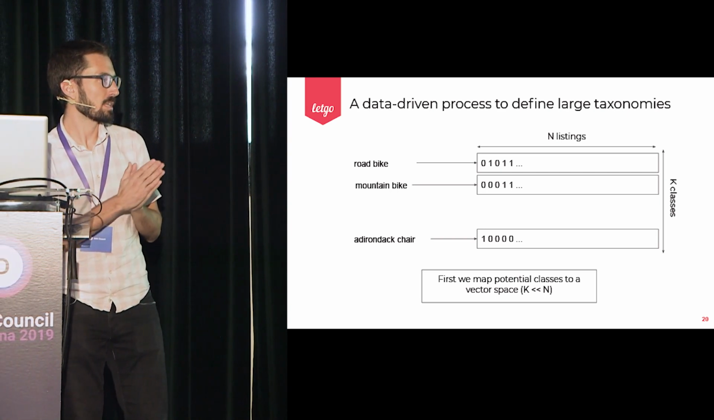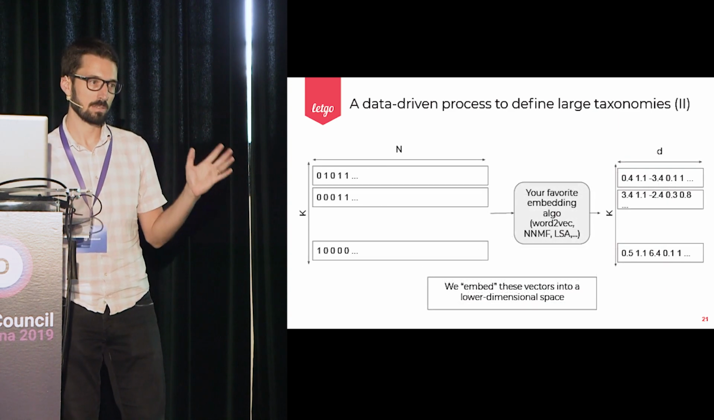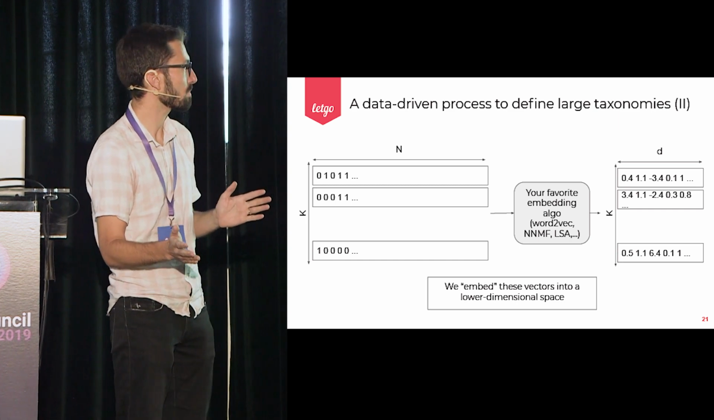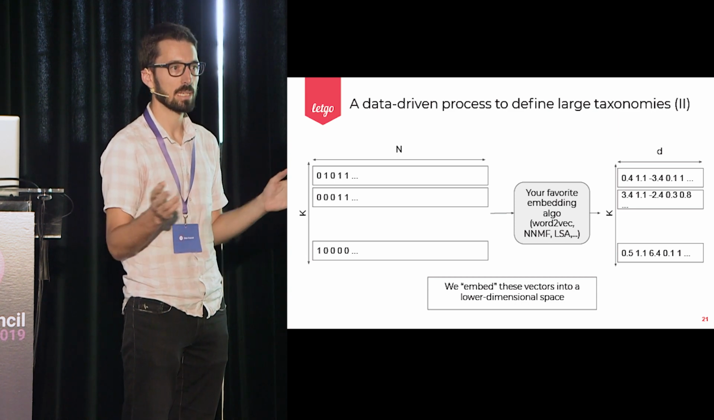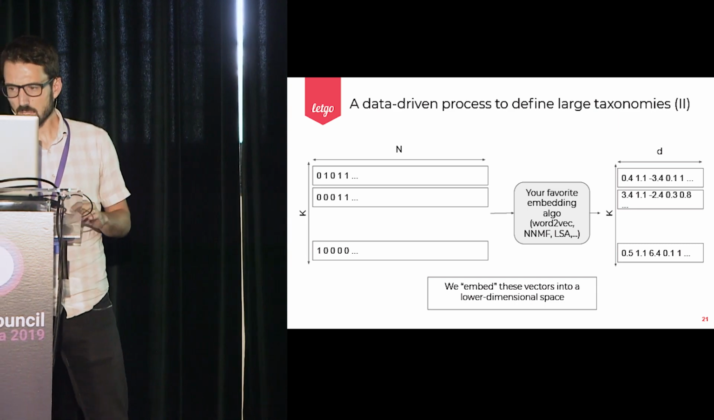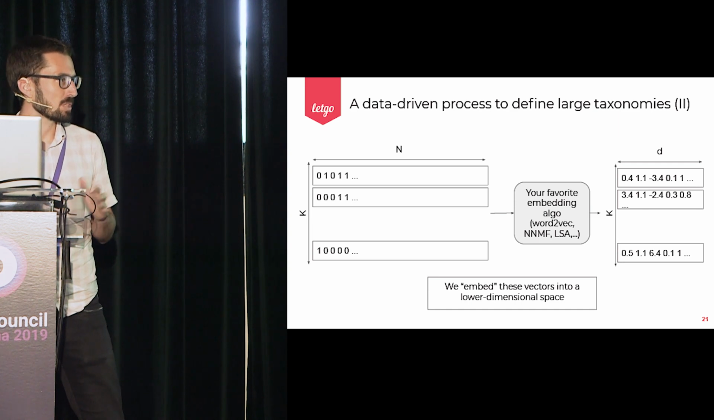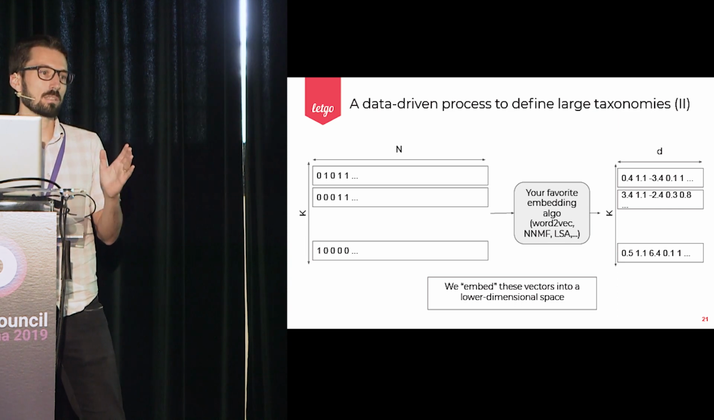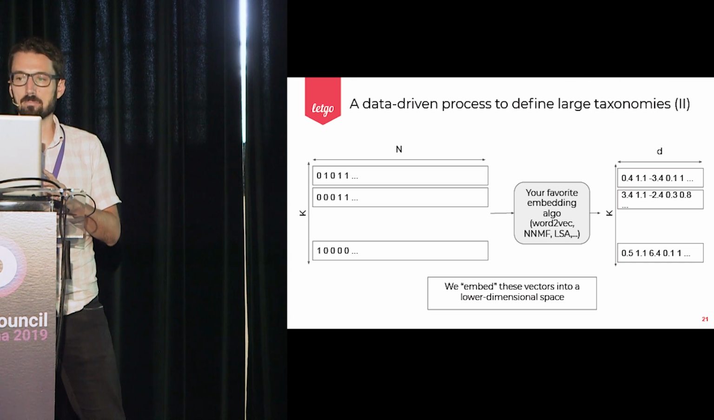Okay, so now we have this encoding of the classes, and we're just going to do our favorite thing, which is to embed these vectors into a much smaller, lower dimensional space. You can use your favorite embedding algorithm, or non-negative matrix factorization, latent semantic indexing. It doesn't quite matter. We used word2vec because we tried different options, and that was the one that was working best. And we get this matrix that now is not as fat and short, but a little bit more rectangular.